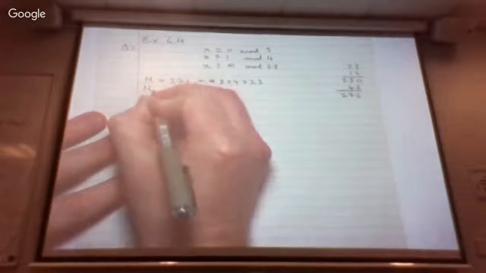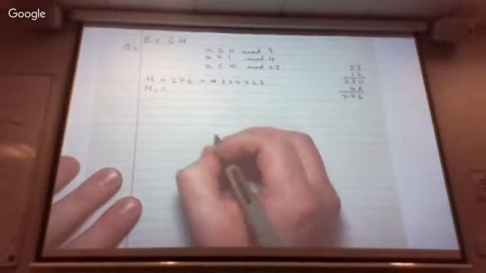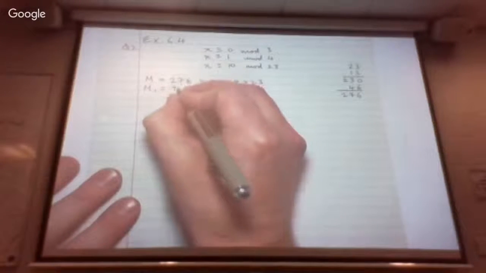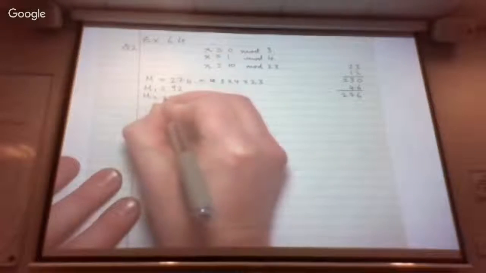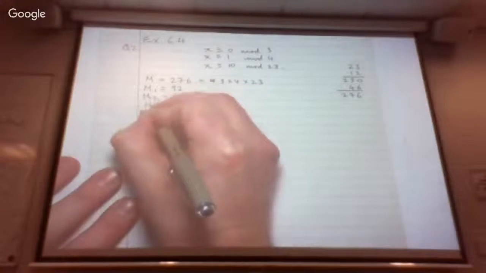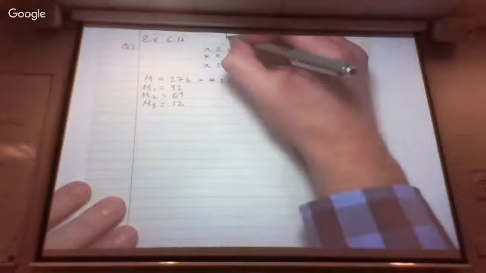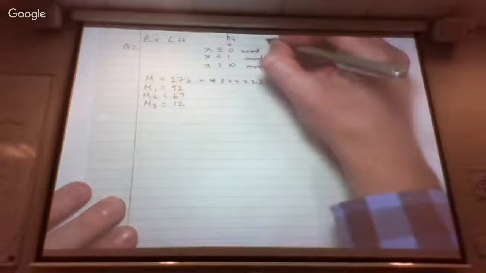The capital M1 is the product of the second and third moduli, everything but the first. So that's 4 by 23, that's 92. Capital M2 is the product of the first and the third, 69. Capital M3 is the product of the first and the second, so that's 12. B1, B2, B3 are 0, 1, 10. There are the b_i, and the little m_i.